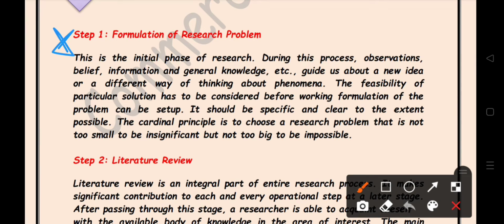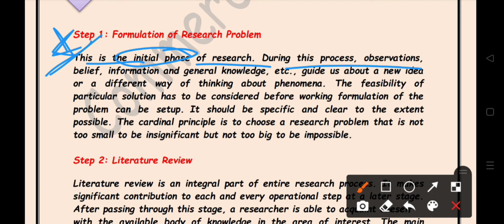Step number 1 here is formulation of the research problem. If we are doing any kind of research, we must be aware of the problem for which we have to find the solution and where we are going to conduct our research. So this is the initial and foremost step for doing any kind of research activity. This is the initial phase of the research.